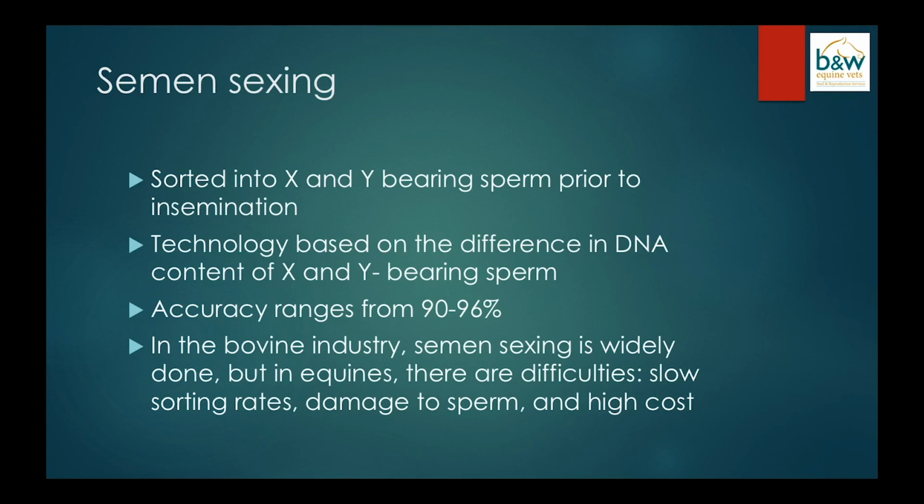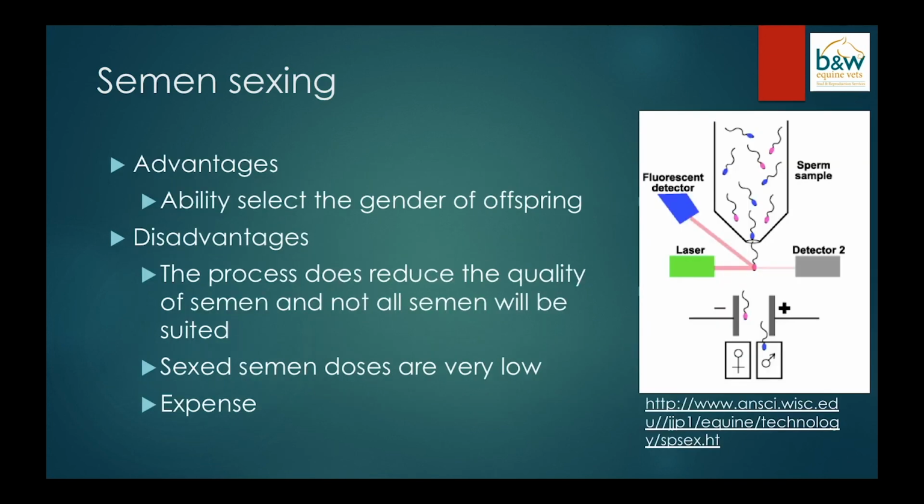In the bovine industry, this semen sexing is widely used. It's very, very commonplace. But with horses, as is often the case with ART and horses, they're special. There are difficulties, particularly very slow sorting rates with horses, given the kind of numbers of sperm that we're hoping for in a dose of semen. There's also damage to the sperm that occurs and does affect success rates, and high cost.